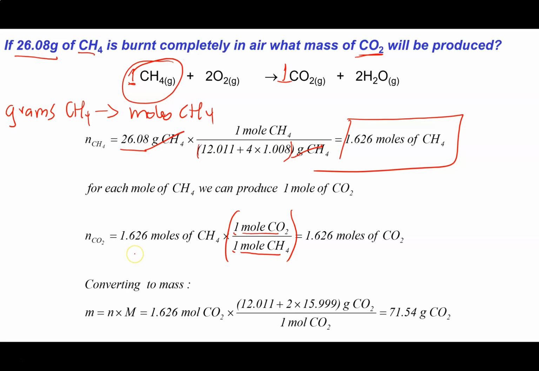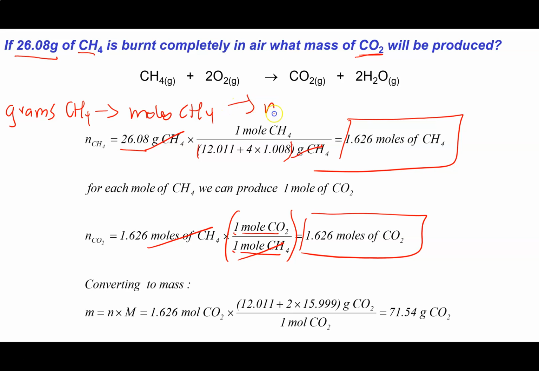So here I go, 1.626 moles of methane multiplied by 1 mole of CO2 per 1 mole of methane, and moles of methane, you see, cancels out, leaves me with moles of CO2. Surprise, surprise, it's exactly the same as my moles of methane. It's not really that surprising because they're in a 1-to-1 ratio, right? So what am I going to do now? Well, I got moles of CO2.